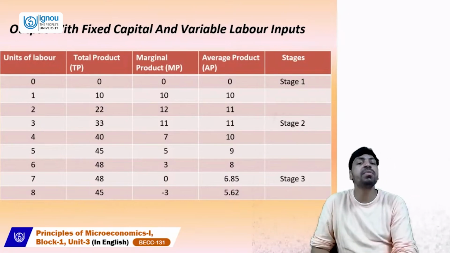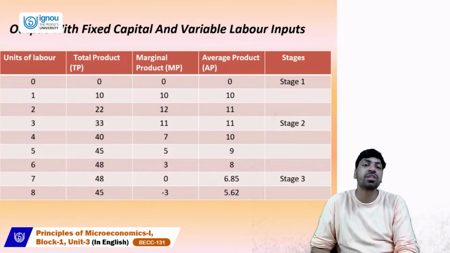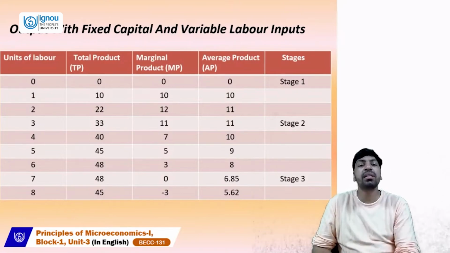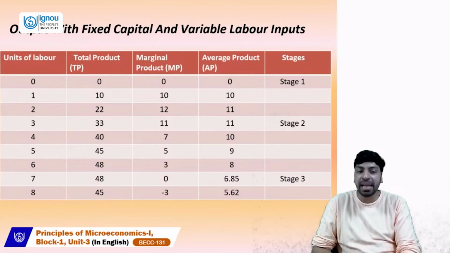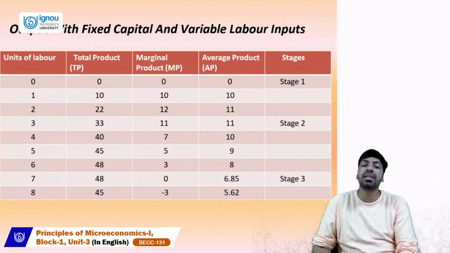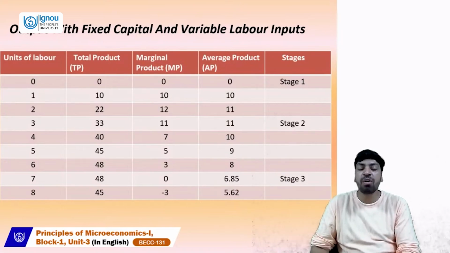It begins from 0, as the 0 has been mentioned. That means 10 minus 0. For the next unit, the one unit of labor, the marginal product becomes 10. Then 22 minus 10, 12; 33 minus 22, 11; 40 minus 33, 7; 45 minus 40, 5; 48 minus 45, 3; then 48 minus 48, 0; 45 minus 48, minus 3.